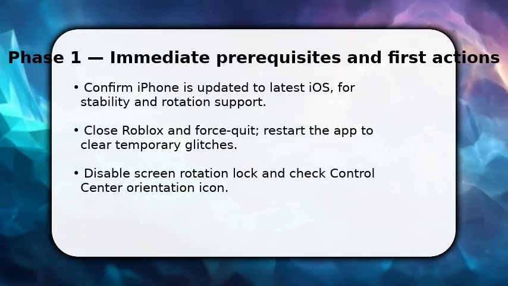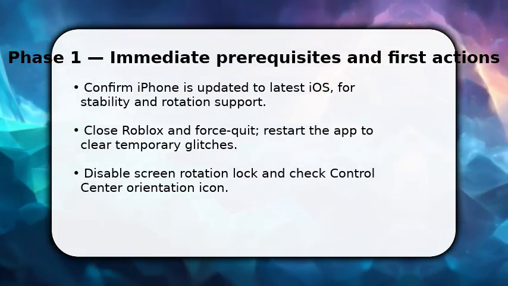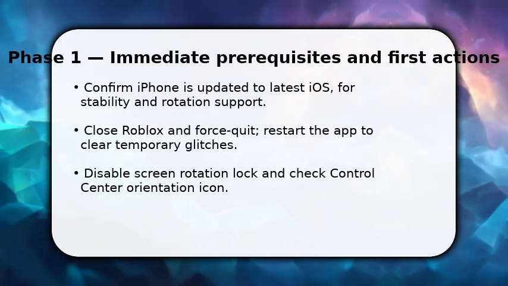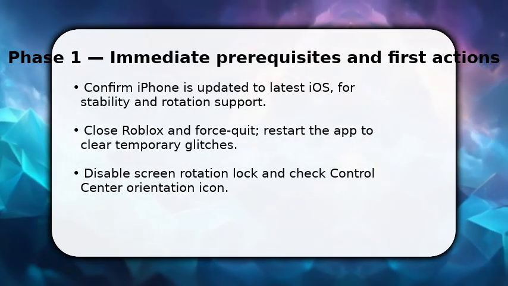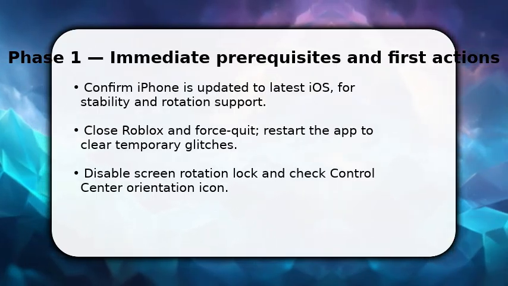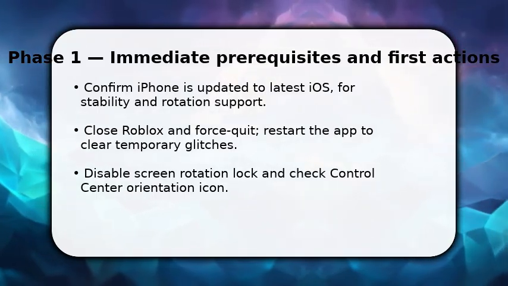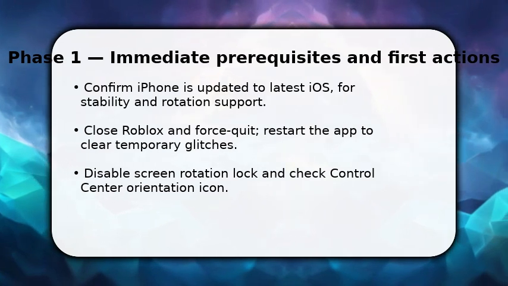While you do that, swipe into Control Center and disable rotation lock. You need the system free to switch orientation. Once done, open Roblox and load any game. This begins the app level check, which reveals whether the problem is system level or app specific.